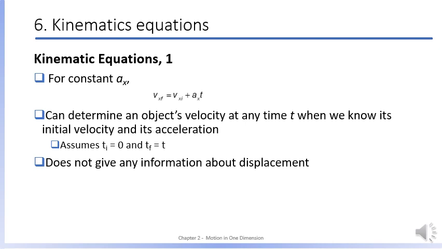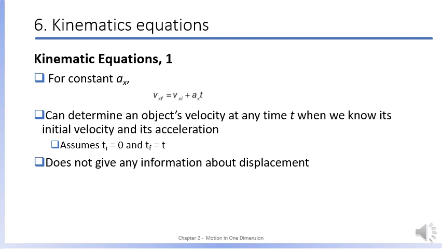The first equation is related to the velocity. The subscript x and f represent x for the x-axis and f for the final, and i is for the initial. So when a particle is under a constant acceleration, the final velocity vxf equals the initial velocity vxi plus ax times t. t is the time.